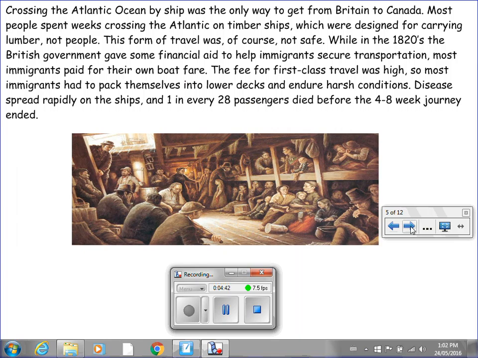Crossing the Atlantic Ocean by ship was the only way to get from Britain to Canada. Most people spent weeks crossing the Atlantic on timber ships, which were designed for carrying lumber, not people. This form of travel was, of course, not safe. Well, in the 1820s, the British government gave some financial aid to help immigrants secure transportation. Most immigrants paid for their own boat fare. The fee for first class travel was high, so most immigrants had to pack themselves into lower decks and endure harsh conditions. Disease spread rapidly on the ships, and 1 in every 28 passengers died before the 4 to 8 week long journey ended.